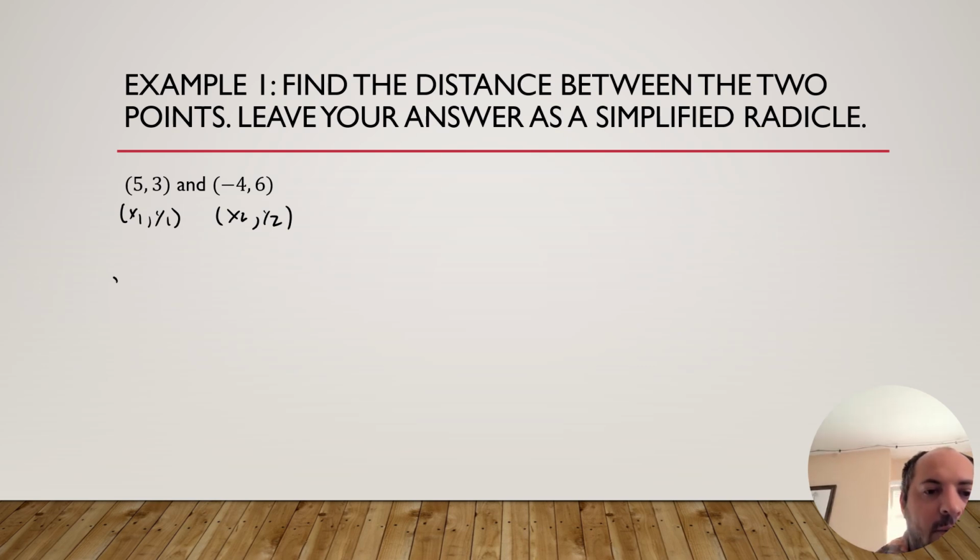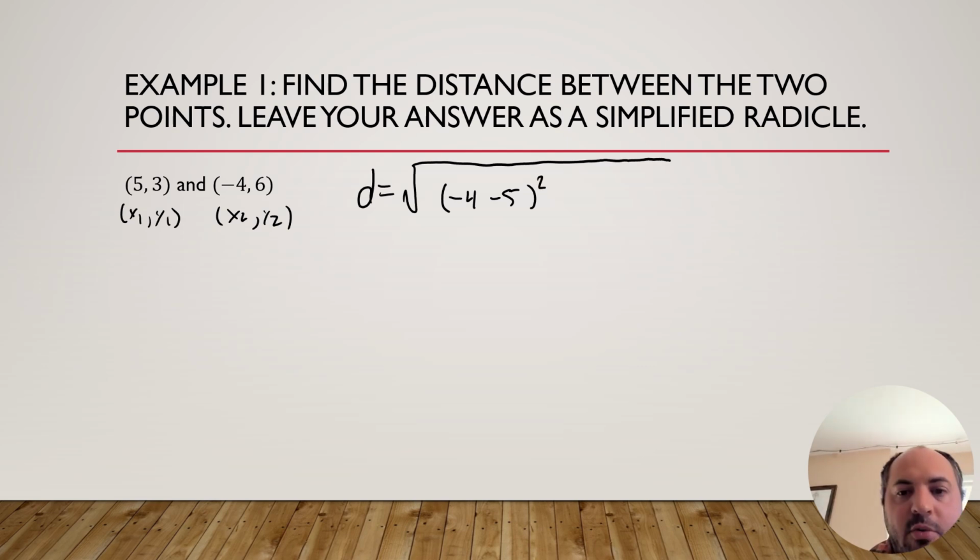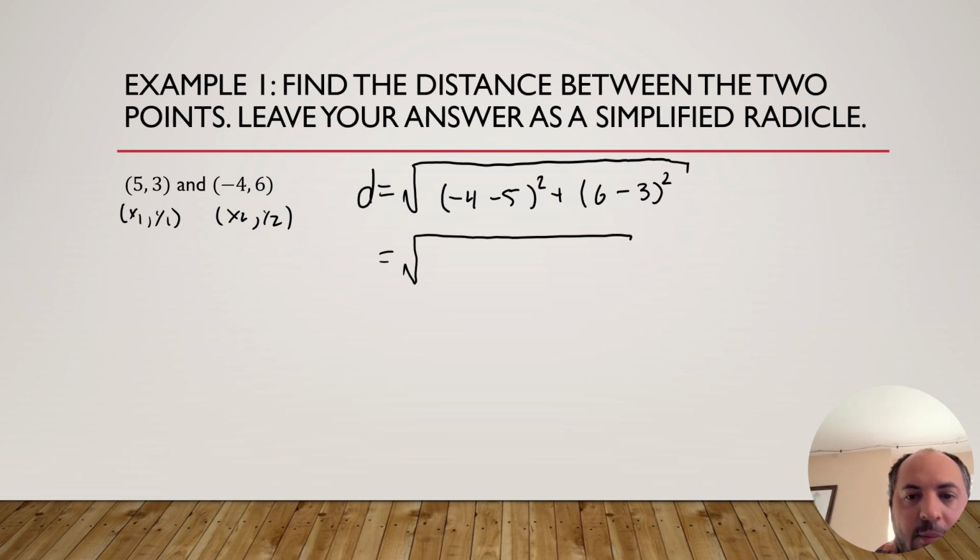Now, if I want to know the distance between these points, I'm going to start plugging into my formula. x2 is negative 4 here, x1 is 5, so I'll put that in there. So negative 4 minus 5, all squared, plus y2 is 6, minus y1 is 3. I'm going to square that. Now I'll start to simplify what I have inside my square root.